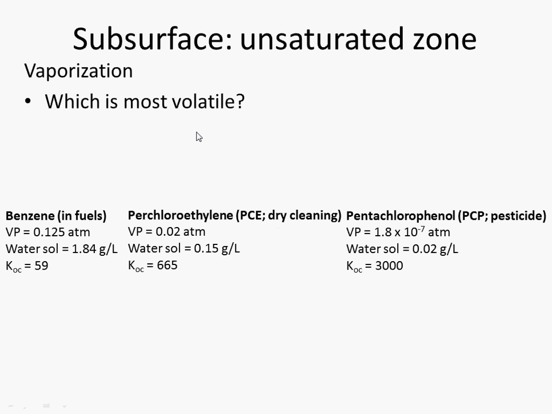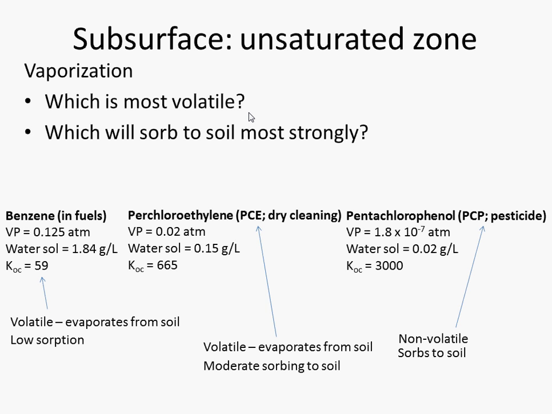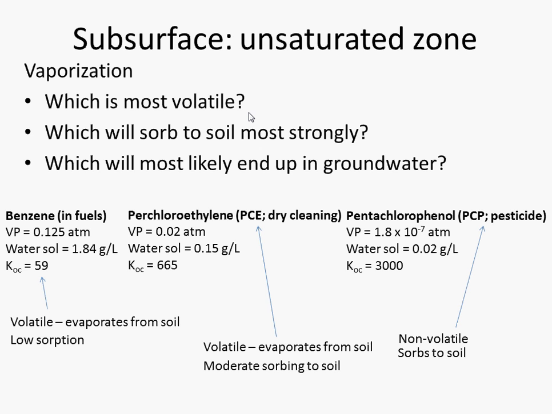Okay, so which of these would be most likely to end up in the atmosphere? Here you have essentially two volatile compounds and one non-volatile compound. So you could think about either benzene or PCE as candidates for volatilizing to the atmosphere. And then we can think about which one is going to absorb to the soil most strongly. Benzene has pretty low absorption, PCE has moderate absorption, KOC of 665. Pentachlorophenol clearly has a really high capacity to absorb to soils.